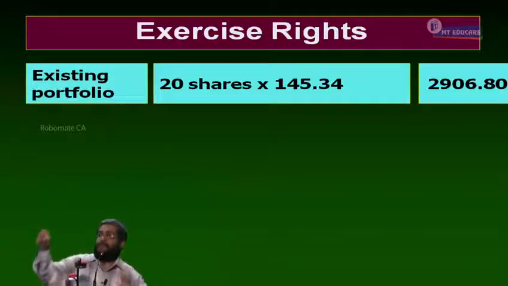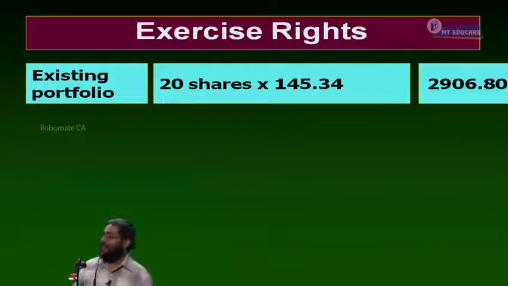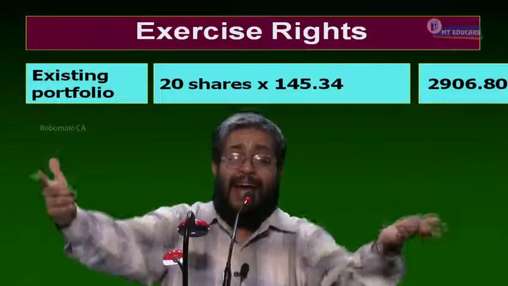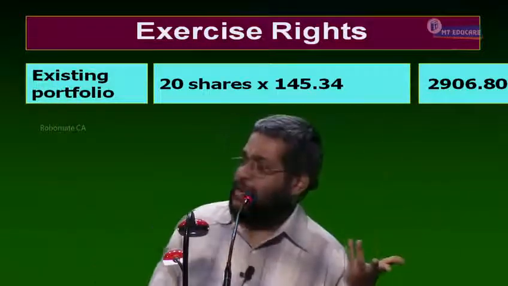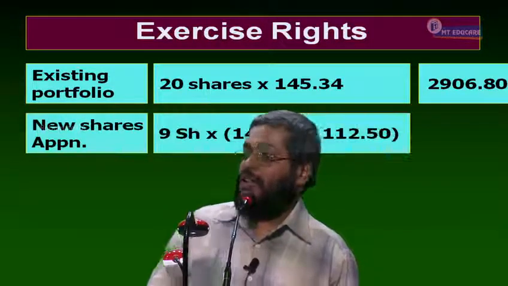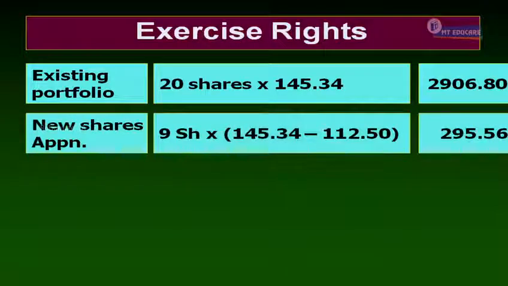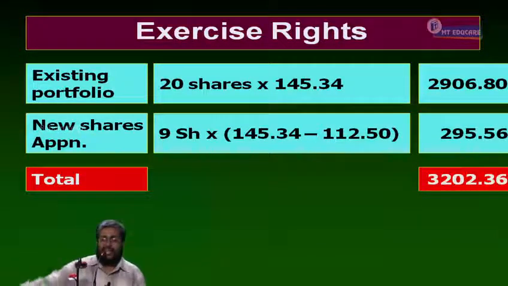How many shares is he going to purchase? 9 shares, by paying how many rupees? 112.5, worth 145.84. A share, that is, he is going to give cash of 112.5 and get a share worth 145.84. His wealth is going to increase by 32.84. So the new shares are going to give me a wealth of 295.56. Everybody yes or no? Now that means he is going to have a total wealth of 3,202.56. Yes or no?